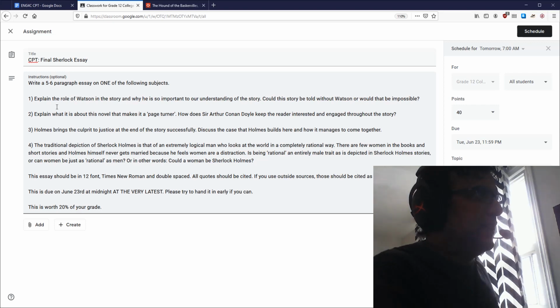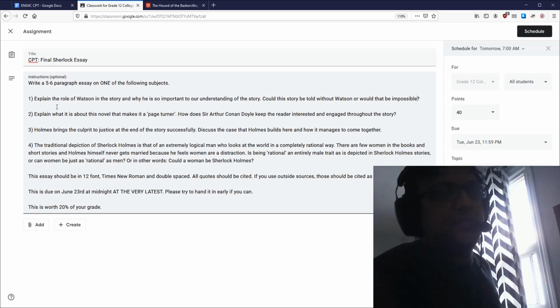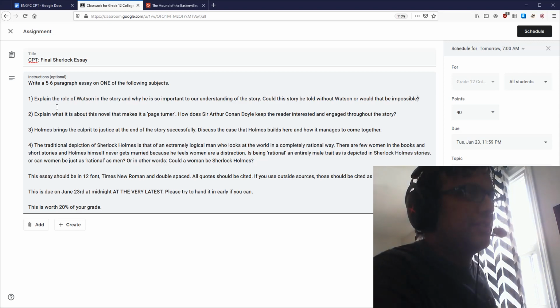Number 2. Explain what it is about this novel that makes it a page turner. How does Arthur Conan Doyle keep the reader interested and engaged throughout the story? This is really inspired by some of the things that were said during today's presentations, about how people are interested and really happy to be reading this. So you're going to ask the question of what it is about the story that keeps you like that. If you want to write about that subject, go ahead.